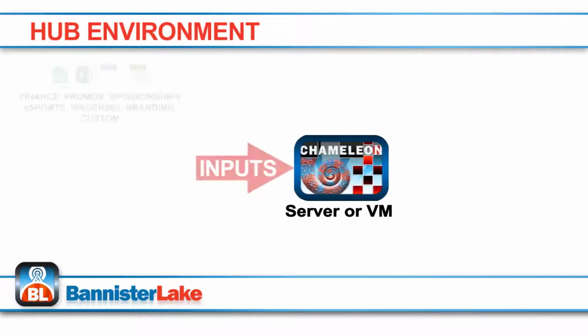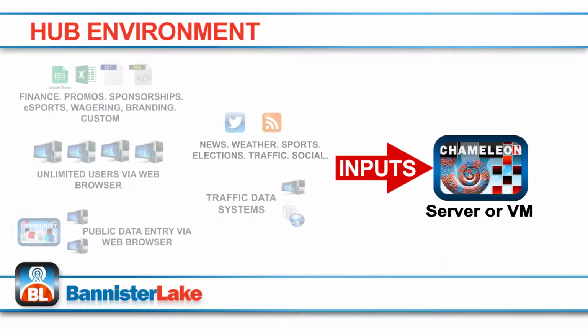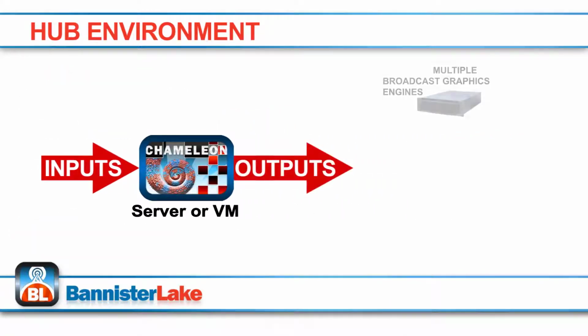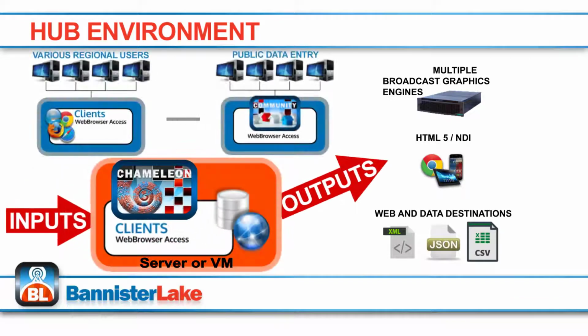If you are a network with many stations, the hub facility is like the single station we just talked about, with the same inputs and outputs. Your regional stations act as clients to the main Chameleon at the hub through web browser access. There is also the ability for public data entry for all your school and other closings information. Groups are then created for your local data needs. A backup server is also available.